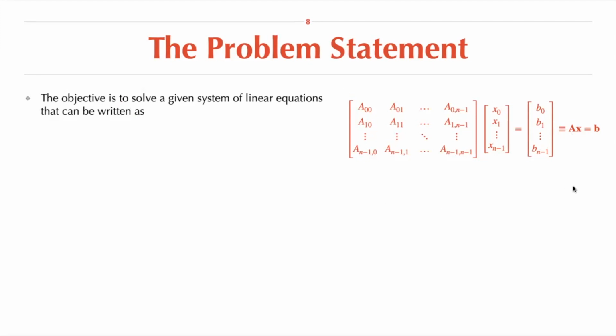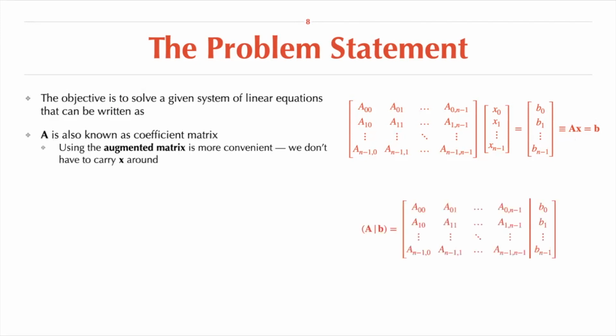So you write this system in short form as this. Okay, and then because I don't want to carry around this x0, x1 information, I'll define something called an augmented matrix, which is defined this way. So I'll put all the coefficients of A like this, all the coefficients of b like this.